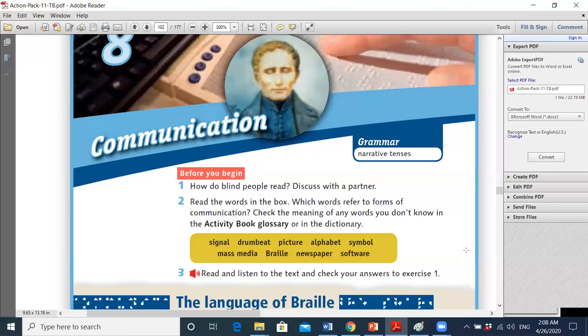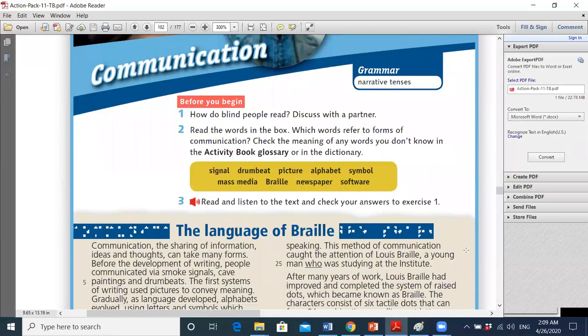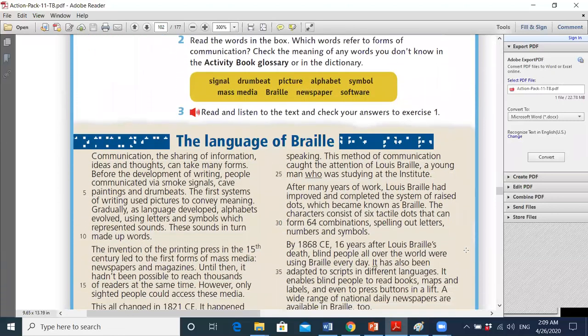Newspaper. I think that you all understand what newspaper means. Now we have the old-fashioned newspapers, which are the papers that you buy every morning to see the latest news. But we also now have newspapers that are online, virtual newspapers. Software. Software is the program that is used to direct the operation of a computer. We have different softwares on your computers, probably. And now we are going to move to the actual lesson, the language of Braille.